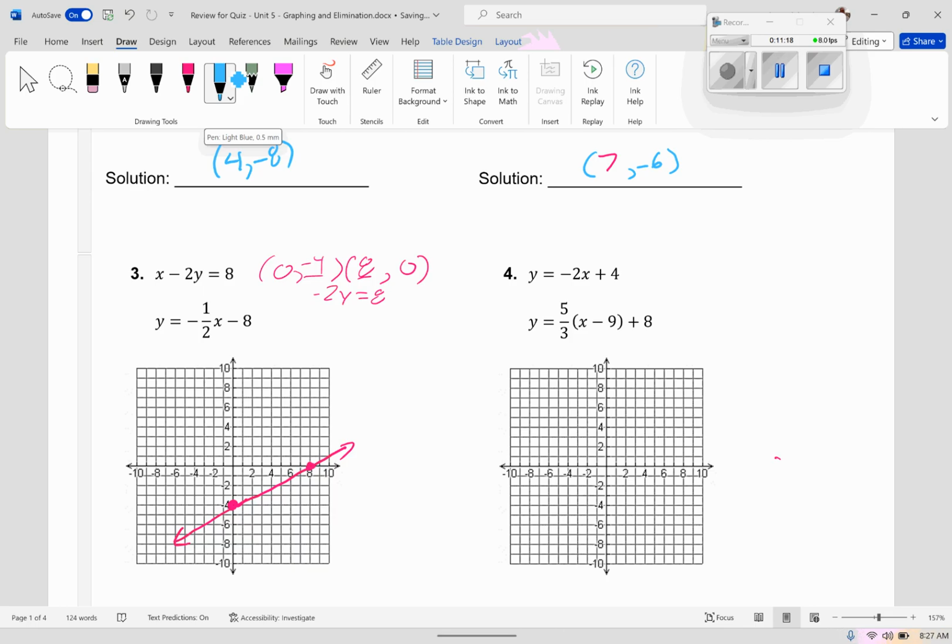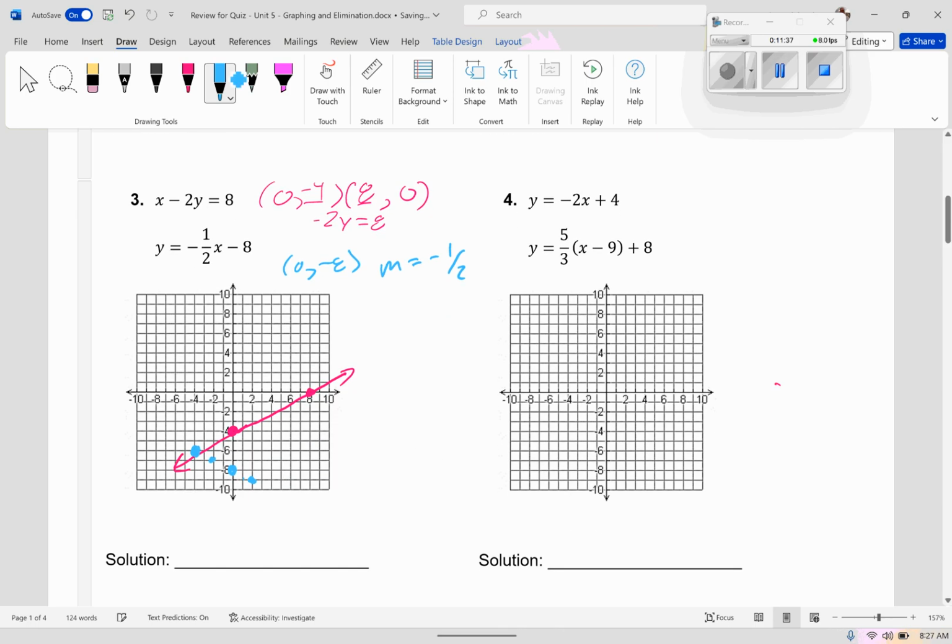This has a y-intercept of -8, and then a slope of -1/2. So I'm going to go down 1, right 2. I'm also going up 1, left 2. Up 1, left 2. Uh-oh. So it looks like our solution to that is coming in at -4, -6.